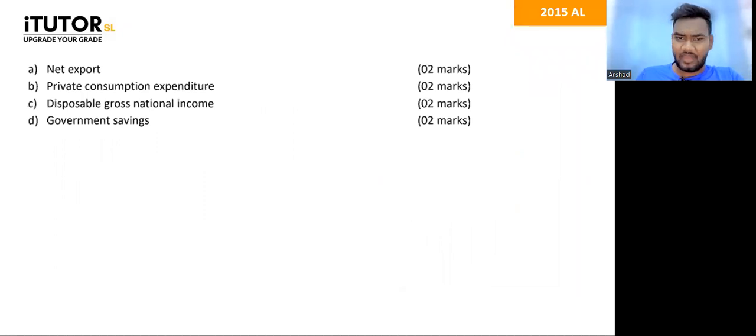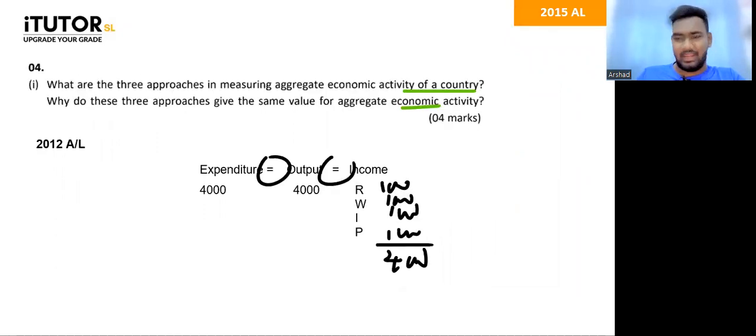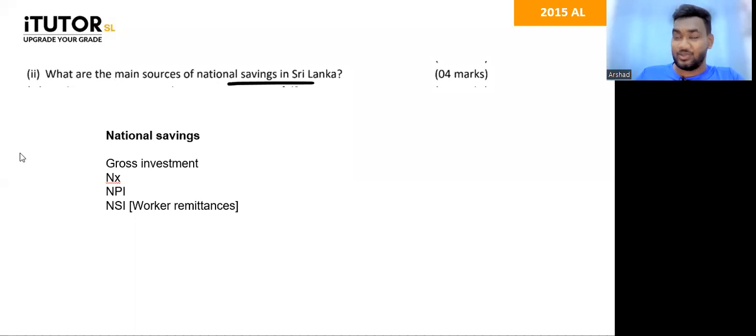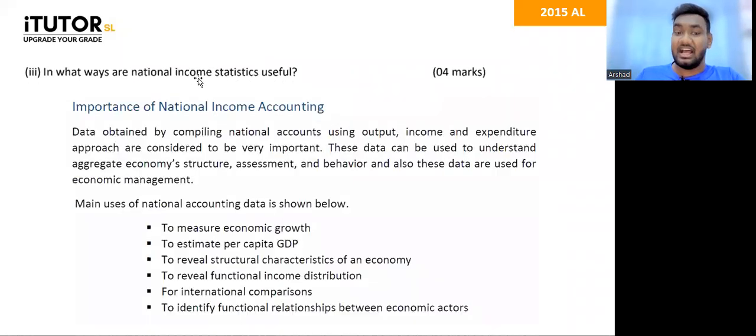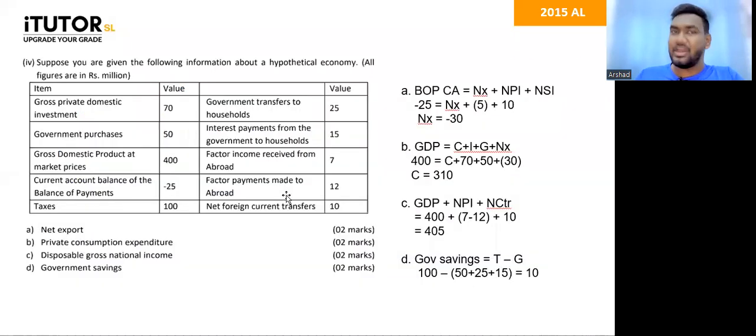2015, I think, was not bad. It was an easy and direct question. The three approaches. They asked for main sources of national savings. They asked for the importance, which was repeated in a past paper, and they gave you an 8-mark calculation, which I feel is not that hard. So we'll do the other papers maybe the next class, and by the time you come, the 2022 paper also, guys, you all will realize that it's not actually hard.